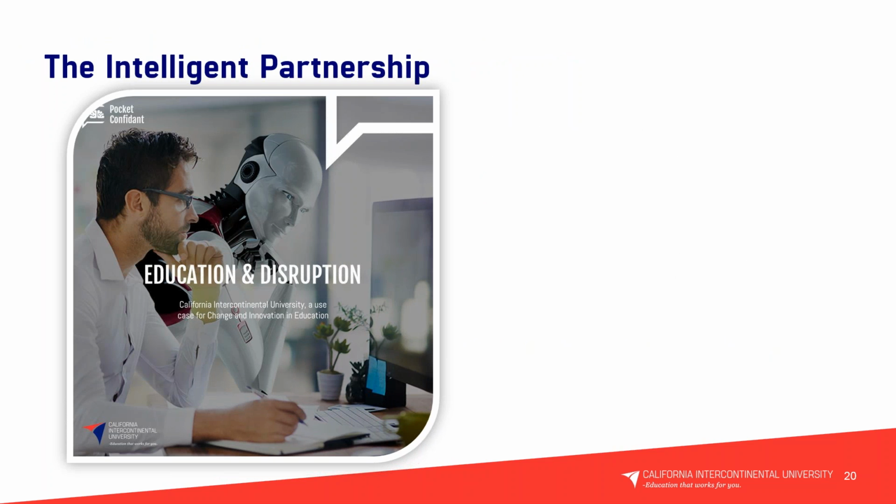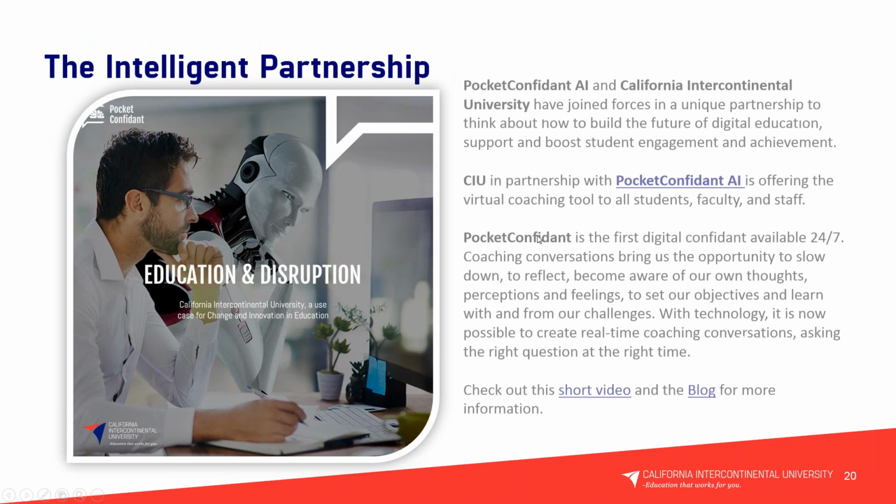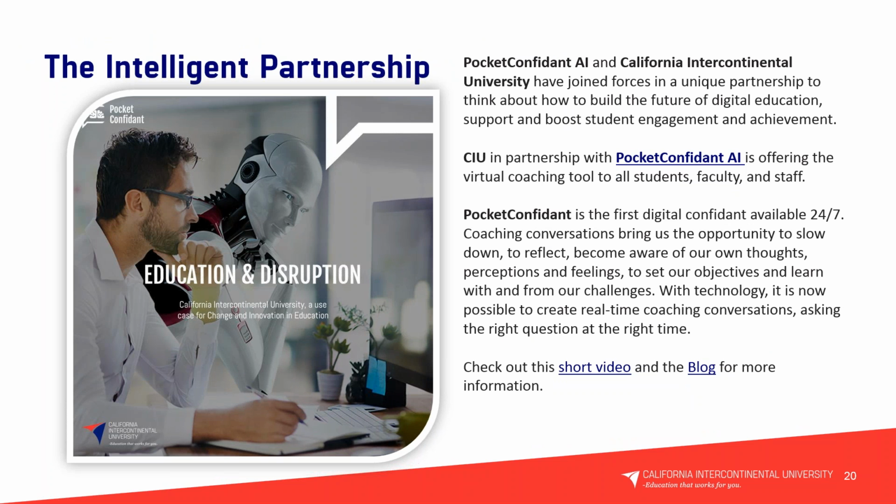I'm now going to talk a little bit about one of the things I mentioned earlier called Pocket Confidant. Pocket Confidant AI and CIU have joined forces in a unique partnership to build a future of digital education and support and boost student engagement and achievement. This is a new application that you'll be provided once you officially start. AI stands for artificial intelligence, so it's a virtual coaching tool that you will receive. Faculty and staff have access to this too, or have a Pocket Confidant app.